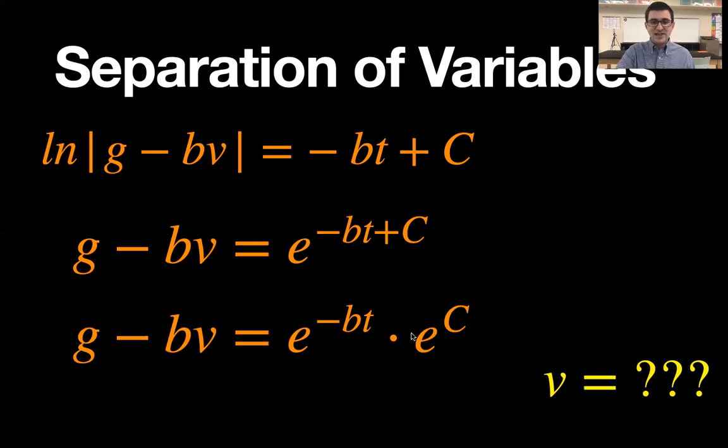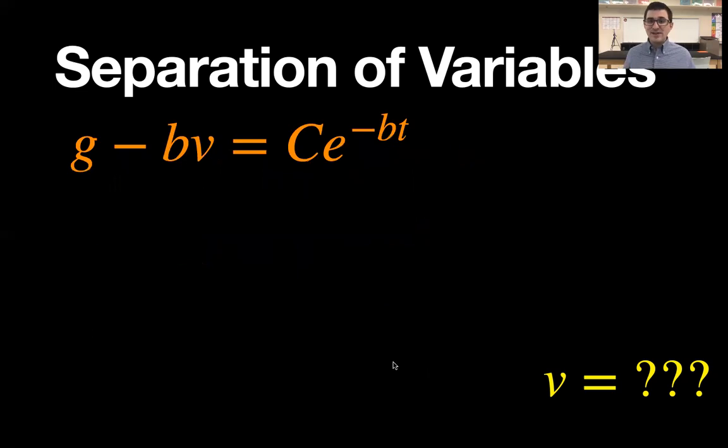And e to the c, again, c is just some random constant that we don't know yet. So e to the c, I can just rewrite as c. And we're getting really close now to the final answer. But it might be nice if I were to solve for c. And one way that it's easy for me to solve for c is to plug in t equals 0 and v equals 0. So at t equals 0, this is just 1, and v equals 0. So we can find that c actually equals g.